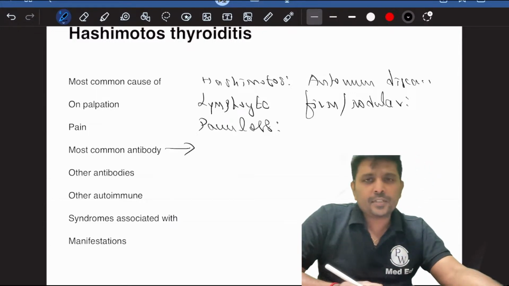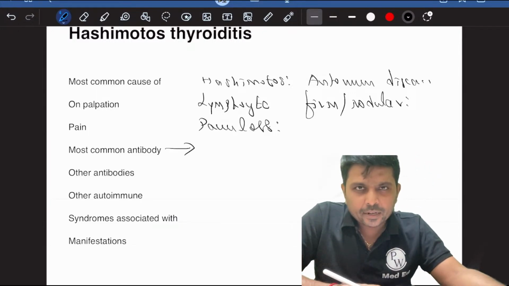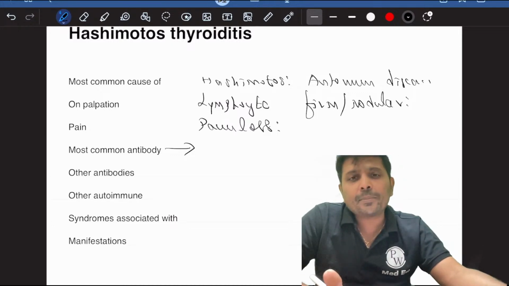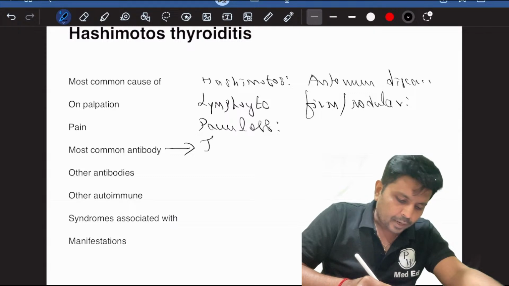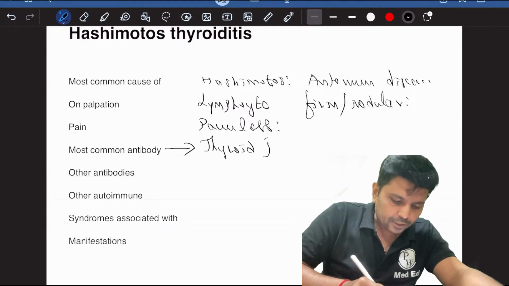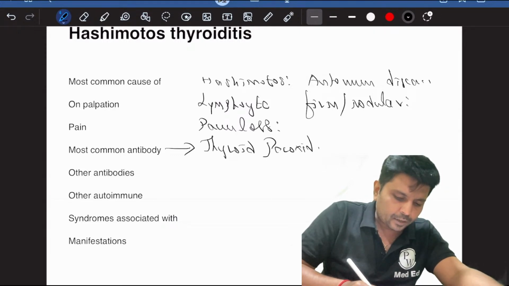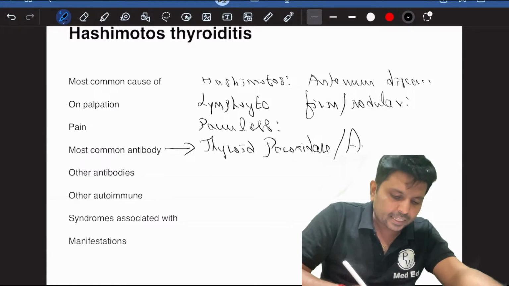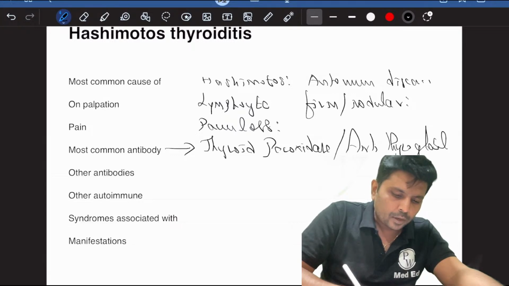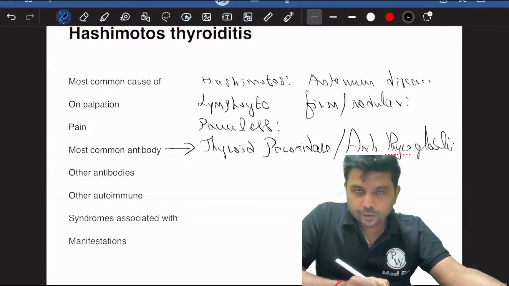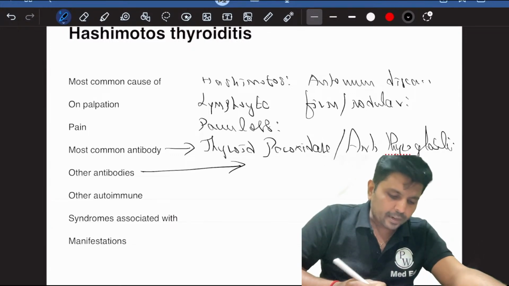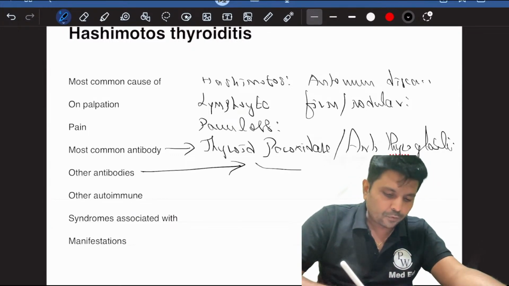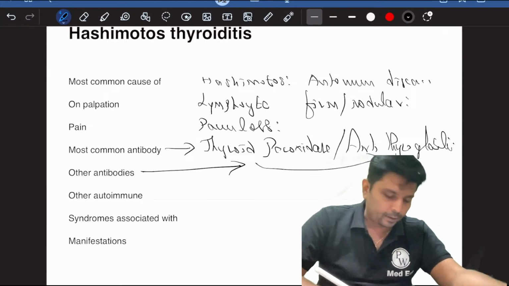How do you know that it is antibody mediated? Hashimoto's thyroiditis is antibody mediated. What are the two most common antibodies? One is antithyroid peroxidase, and another is antithyroglobulin. Antibodies to thyroid peroxidase and antithyroglobulin. So most common is antithyroid peroxidase followed by antithyroglobulin.